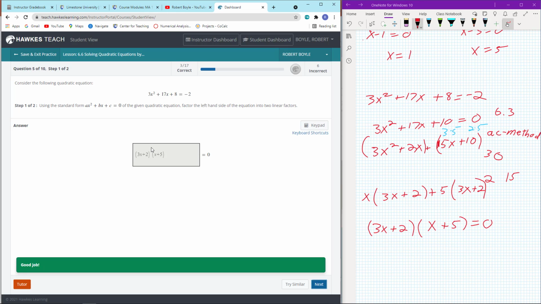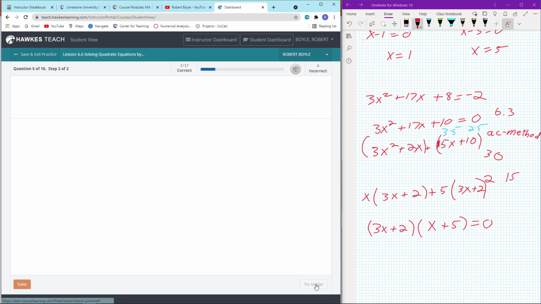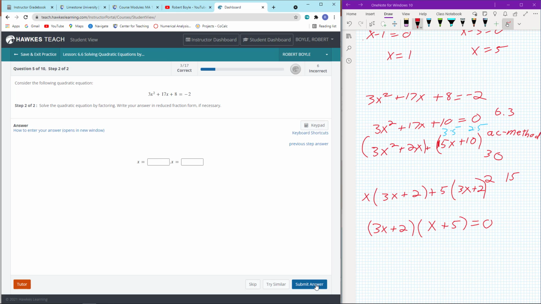There we go. And now going to the next part of the problem, I want to find the values of x that will solve this polynomial, that will solve this quadratic. Well, that will occur when 3x plus 2 is equal to 0, or when x plus 5 is equal to 0. Okay, well, this is satisfied when x is equal to negative 2/3, and this is satisfied when x is equal to negative 5. So let's put those in and see what we get.